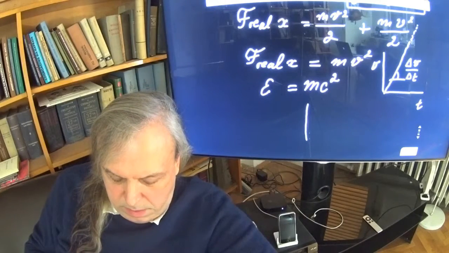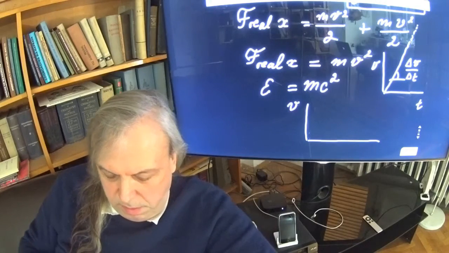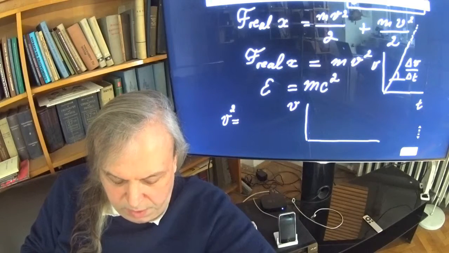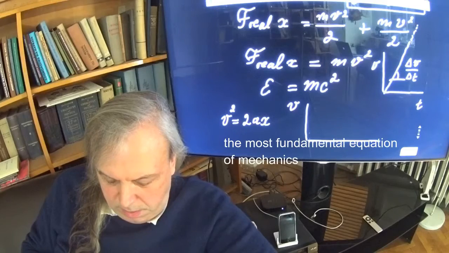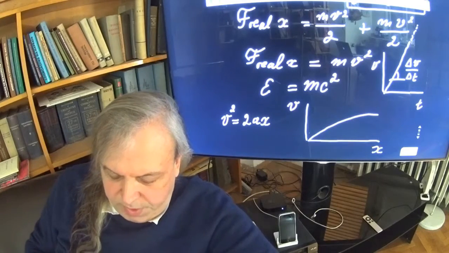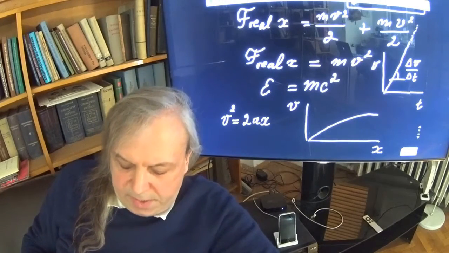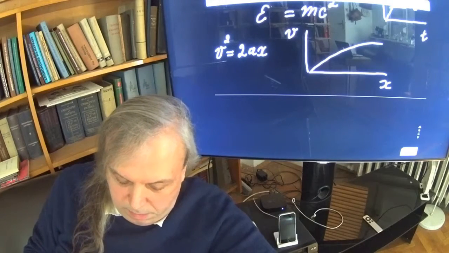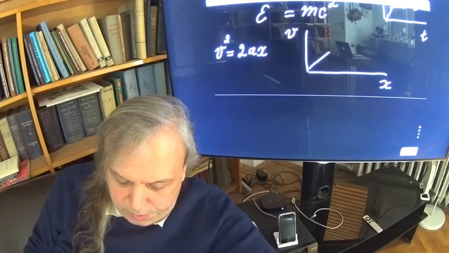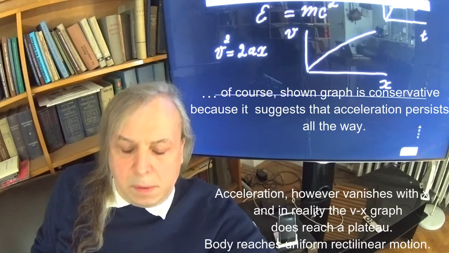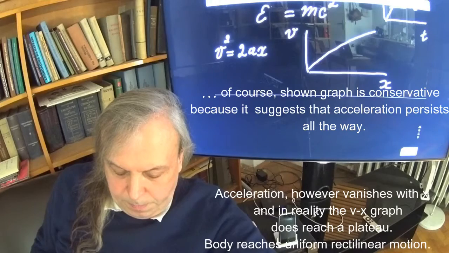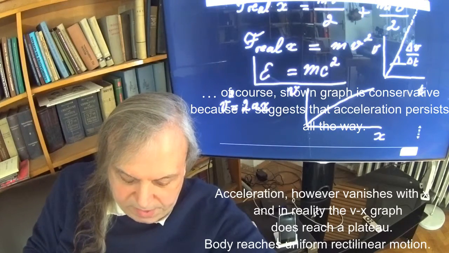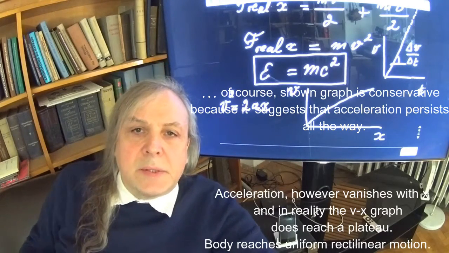So as the motion progresses, from this most fundamental equation of mechanics, v² equals 2 times ax, which is a parabola, we see how as the motion progresses, as x gets higher and higher, the velocity almost gets into a plateau. So this is how the mass-energy relationship exists in classical physics.